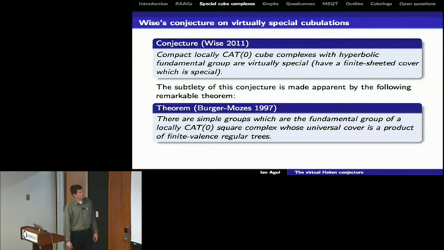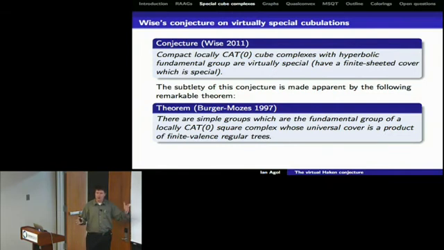The importance of a hyperbolic fundamental group here is extremely important, because there are examples of Burger and Mozes that show there are actually simple groups that are the fundamental group of a locally CAT(0) square complex whose universal cover is a product of finite valence regular trees. These examples are actually amalgamated products of two free groups. The universal cover is a product of trees, each of which is a CAT(0) space. When you cross two trees, you just get a square complex that's CAT(0). The links of the vertices will be bipartite graphs then. And this is a simple group.